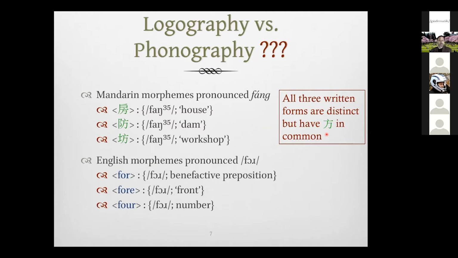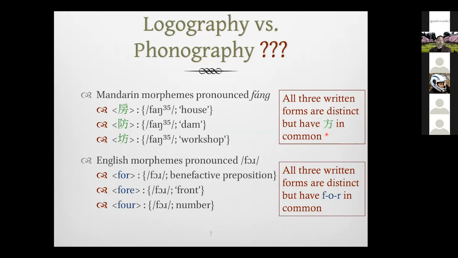And if we look at the triplet in English, we have three homophones that are distinct morphemes, and they are all written differently, even though, as with the Chinese triplet, they also have some elements in common that are connected with the pronunciation.